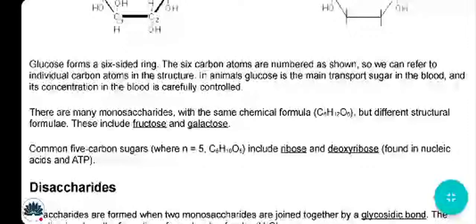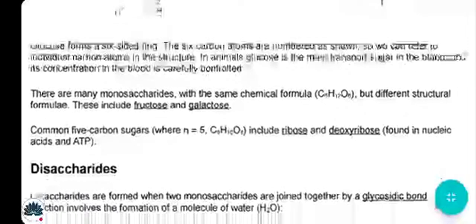Common 5 sugars, where n is equal to 5, include ribose and deoxyribose, found in nucleic acids and ATP. ATP means adenosine triphosphate. It means that ribose and deoxyribose are 5 sugars, consisting of 5 carbons.